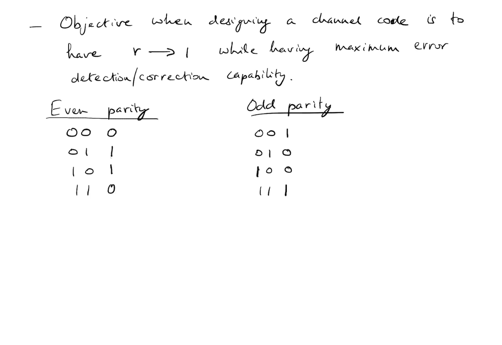So let me quickly mark these. So these are our information bits, and these are the parity bits. So for every two information bits, we are adding one parity bit. So we have two bits of information, one bit parity. Two information bits, one parity bit. So in both these cases, what is the code rate now?